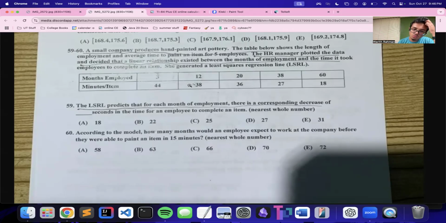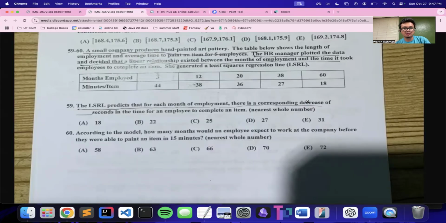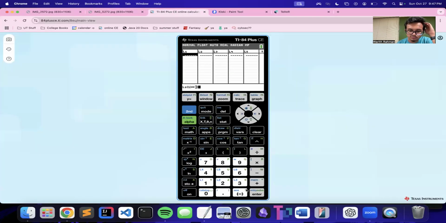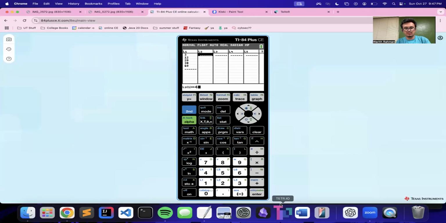So what we're going to do is create the LSRL, and we're going to plot our X and Y points. Okay, what are our values? 3, 12, 20. Okay. 44, 33.